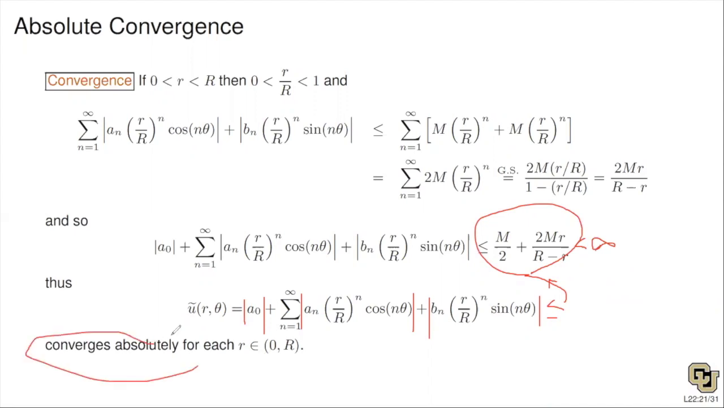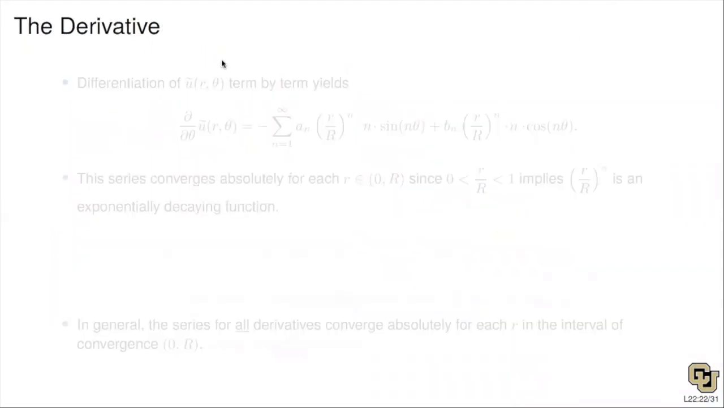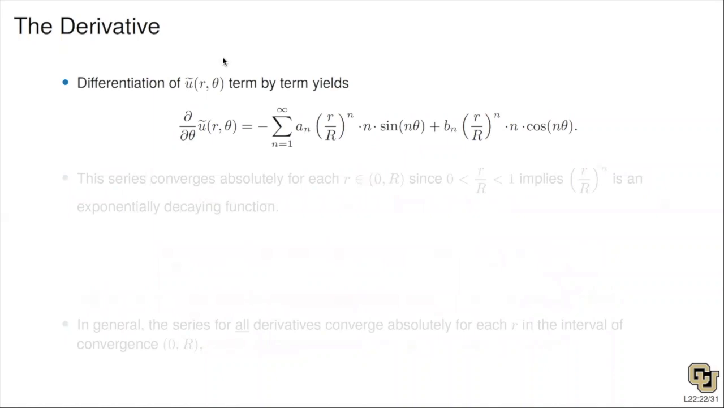So we have absolute convergence for each r inside the interval, and absolute convergence gives us uniform convergence. And if you take the derivative with respect to theta, you get this n term, but we always have this exponentially decaying term. This term is an exponentially decaying term. So it's always going to go to 0 faster than any polynomial.